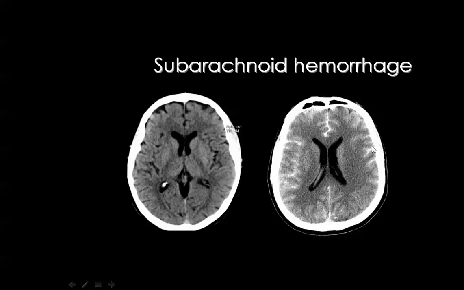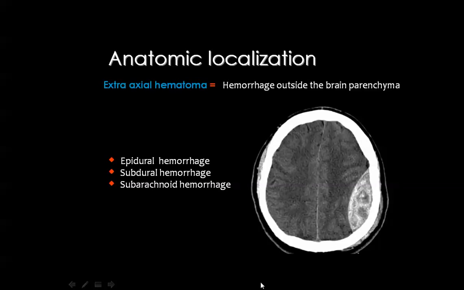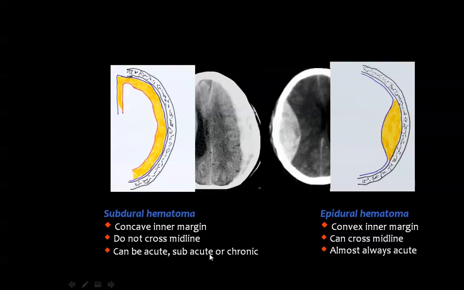As I have said, the subarachnoid hemorrhage will go inside the cortical sulci and fissures. Then this hematoma will represent either an epidural hemorrhage or a subdural hemorrhage. How can you discriminate between both? In a simple way, you should look to the inner border of the hematoma. If the inner border of the hematoma is convex, then you are dealing with epidural hematoma. If the inner border of the hematoma is concave, like this one, then you are dealing with a subdural hematoma.